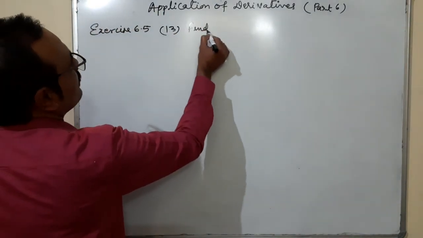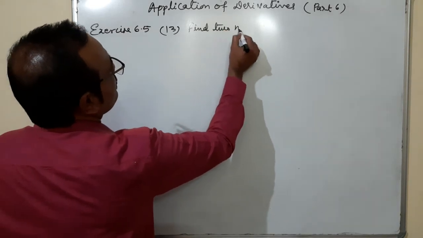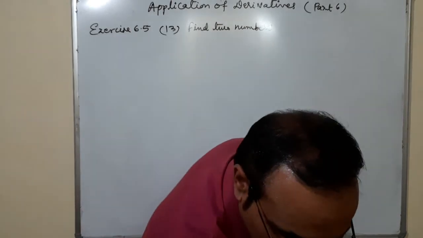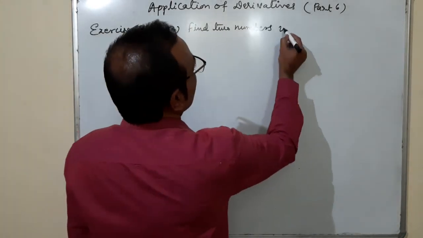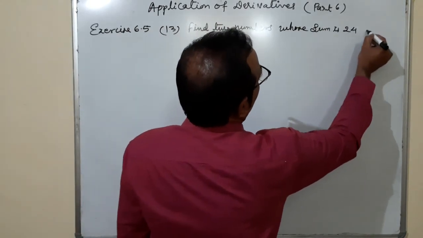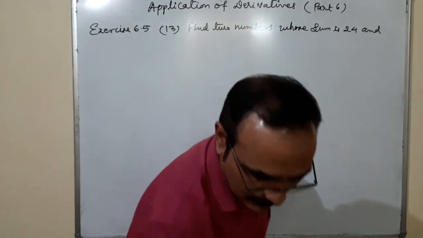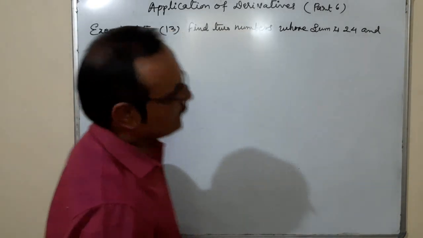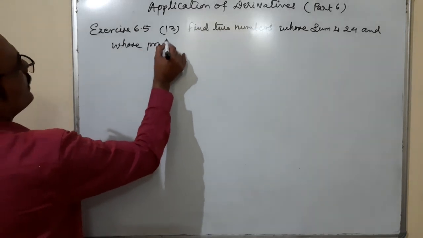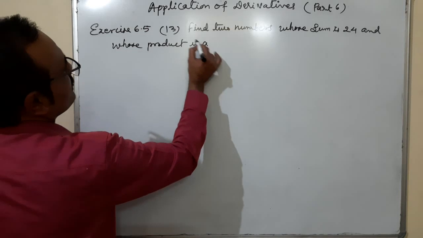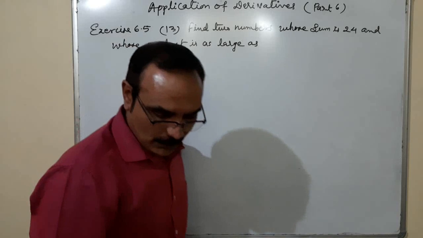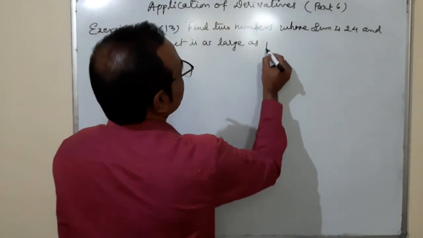Find two numbers whose sum is 24 and whose product is as large as possible.